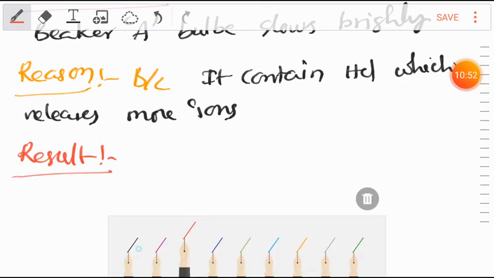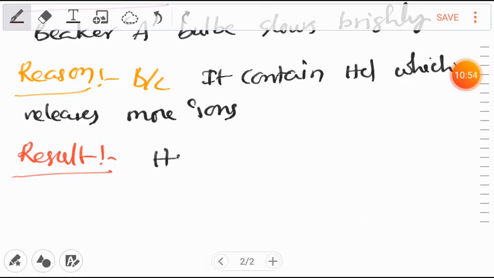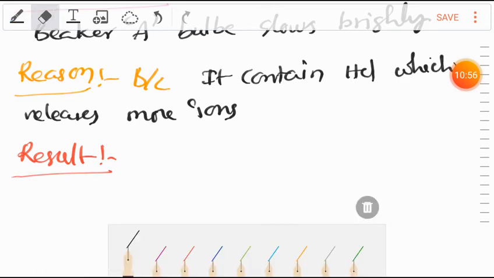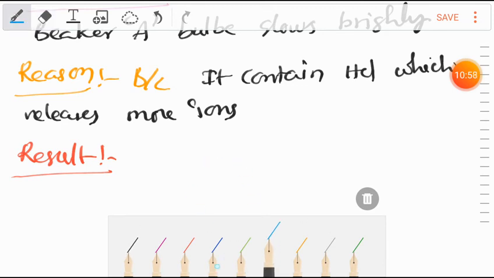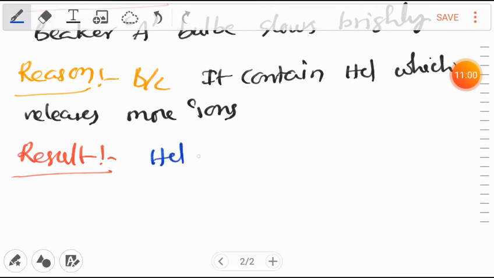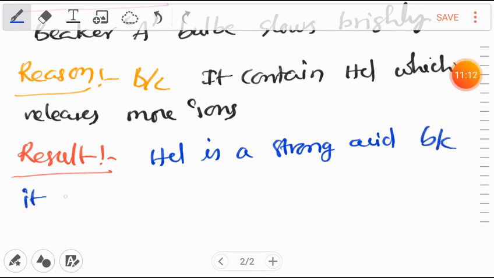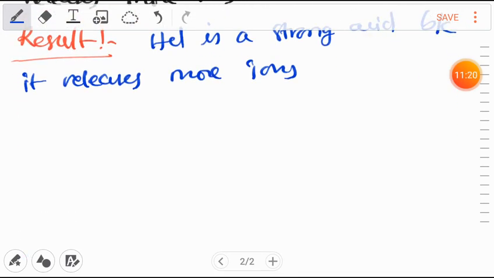What is the result? The result is HCl is a strong acid, because it releases more ions.